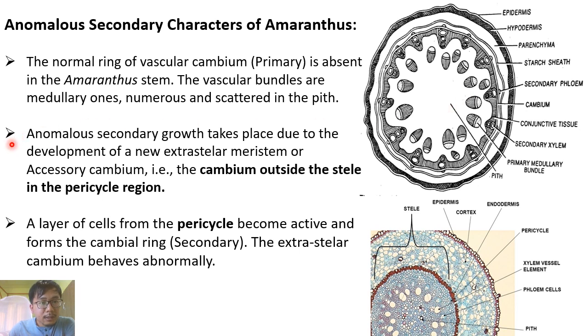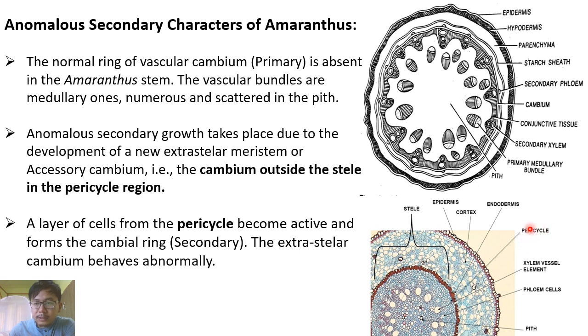Number two, anomalous secondary growth takes place due to the development of a new extrastelar meristem or accessory cambium, that is, cambium outside the stele in the pericycle region. The meaning is that the anomalous secondary growth occurs due to the activities of some extra cambium, that is, accessory cambium will be formed. In normal secondary growth, cambium is produced below the pericycle, but in Amaranthus, cambium will be produced in the pericycle region, in this region.